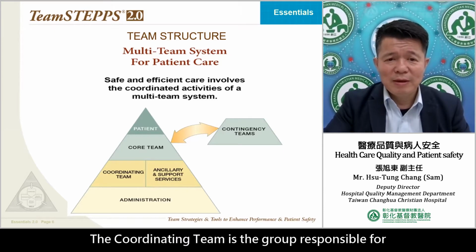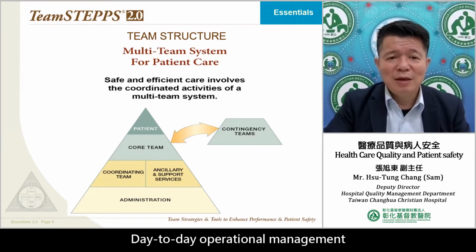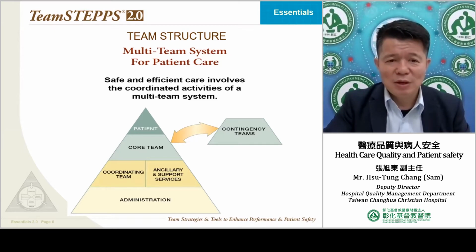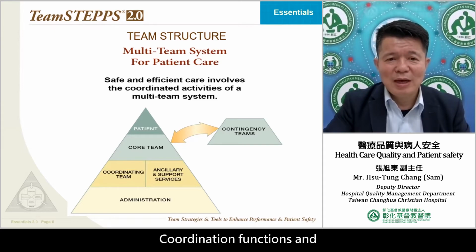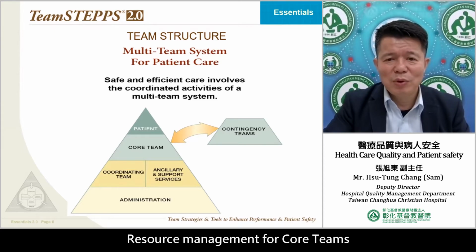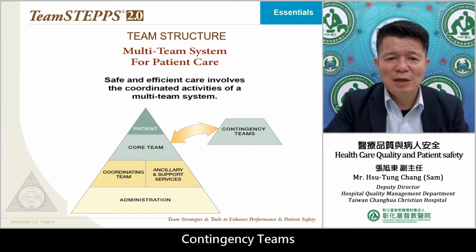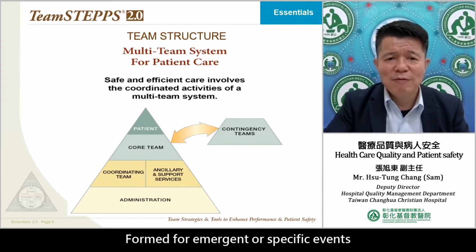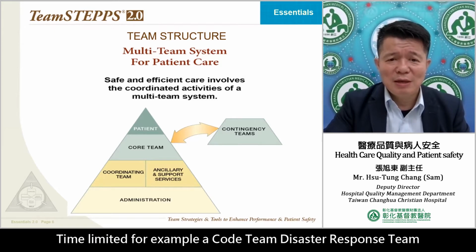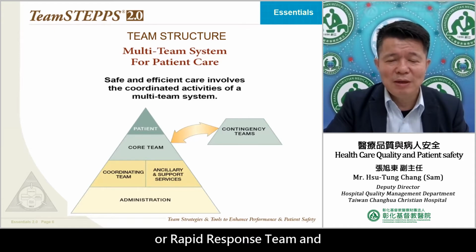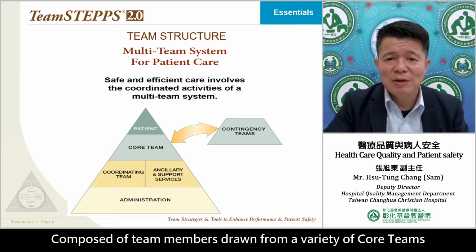Coordinating team. The coordinating team is the group responsible for day-to-day operational management, coordination functions, and resource management for core teams. Contingency teams. Contingency teams are formed for emergent or specific events and are time limited. For example, the disaster response team or rapid response team is composed of team members drawn from a variety of core teams.